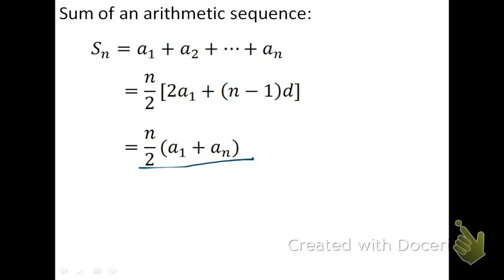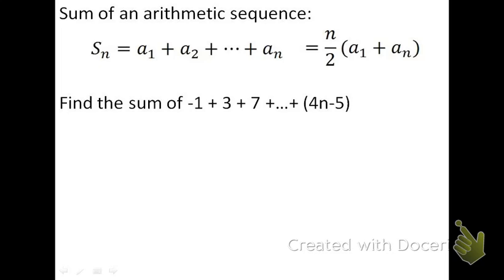So the sum of an arithmetic sequence, S sub n, capital S for the sum, is n over 2 times the first term plus the last term. We're not going to prove this right now, but if you would like to, it is in your book, and we can talk about it in class on Monday, or you can just look over the proof.